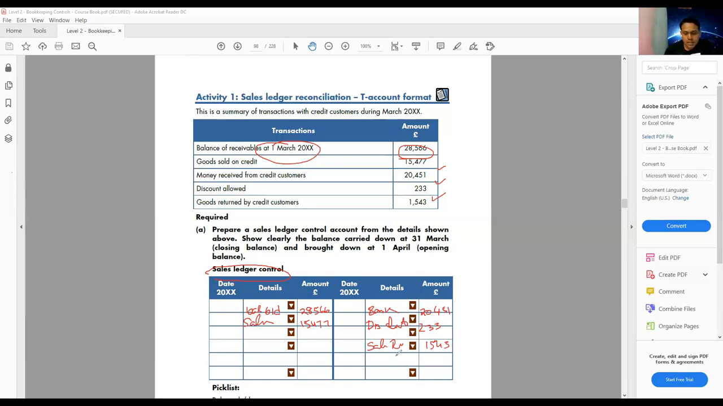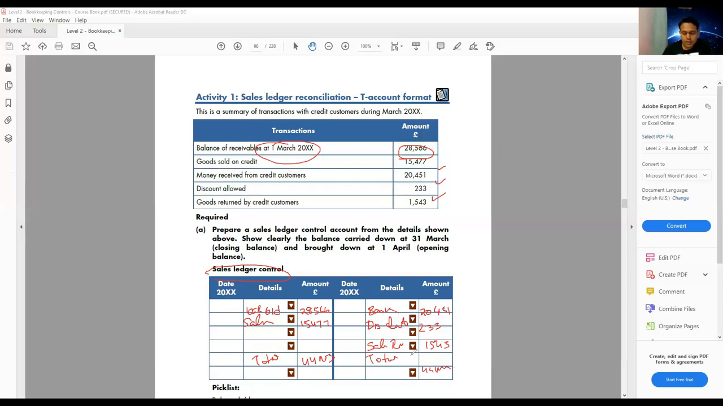All right, so now let's make a total. How much is the total here? The total is 44043, okay. Make sure you have the balance from the debit side first. So let's do that. So total is 44043, 44043, and the balance CD.